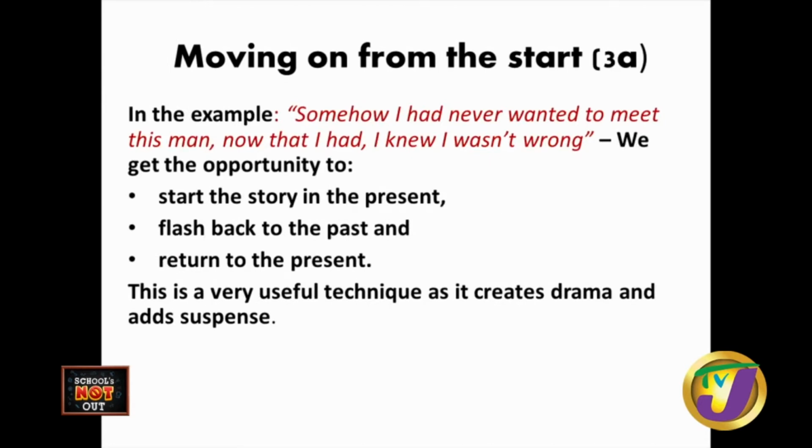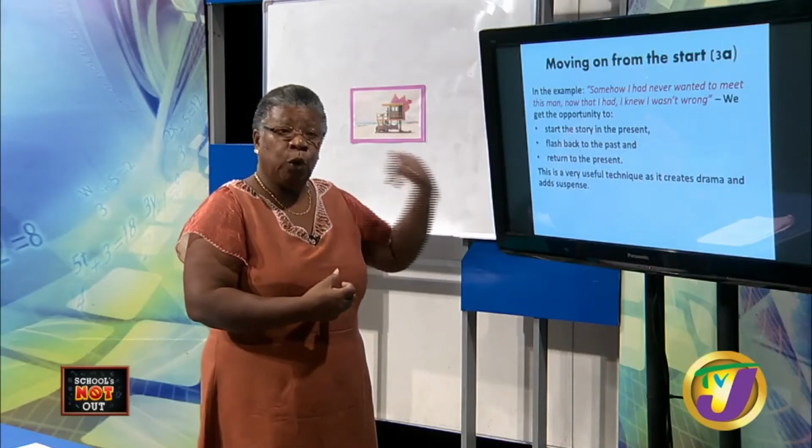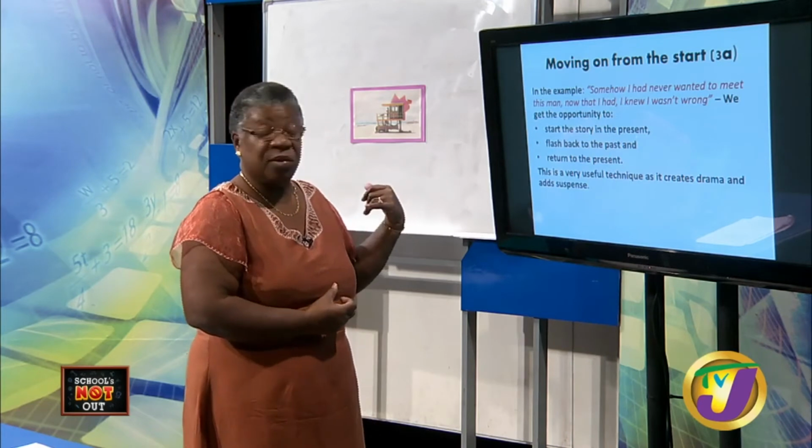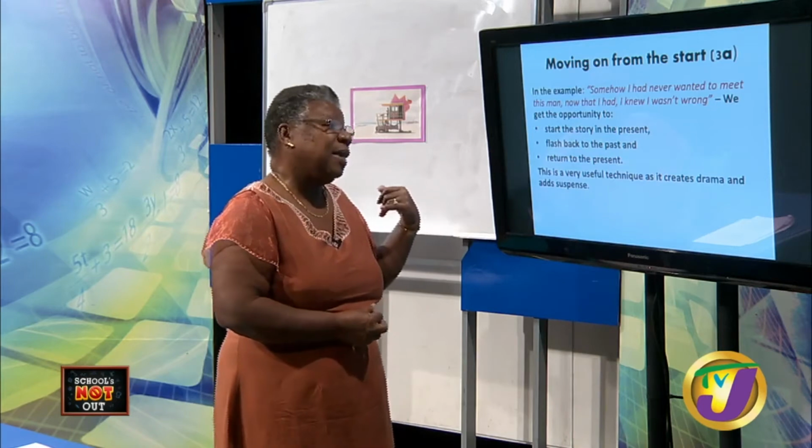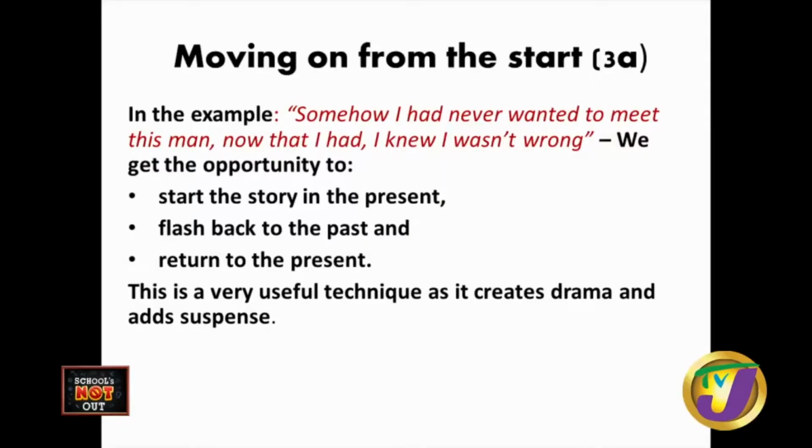My favorite. Somehow, I had never wanted to meet this man. Now that I had, I knew I wasn't wrong. What does that tell me? It tells me that the story starts in the present, but pulls on a previous experience. And this is one of the very important techniques in story writing. It's called flashback technique, and it helps a writer to create drama and suspense.